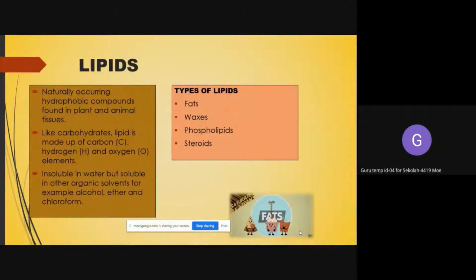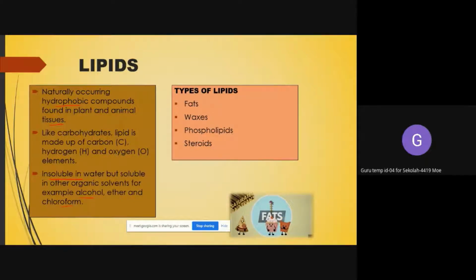Lipids are naturally occurring hydrophobic compounds found in plant and animal tissue. Like carbohydrates, lipid is made up of carbon, hydrogen, and oxygen element. But the ratio of hydrogen atom is higher than oxygen atom. Lipid is insoluble in water but soluble in other organic solvents, for example, alcohol, ether, and chloroform.